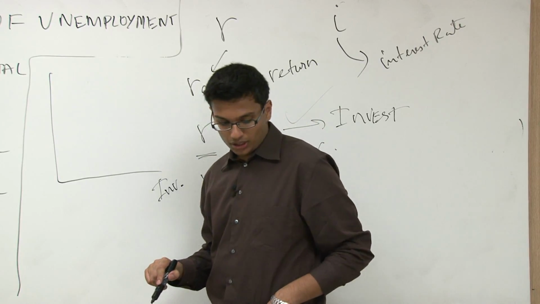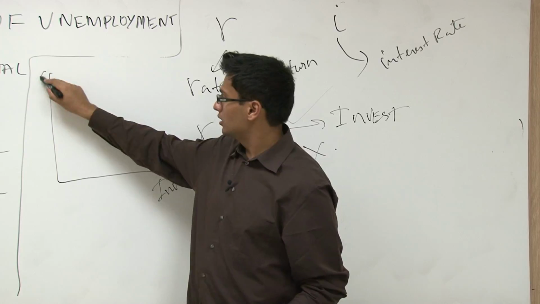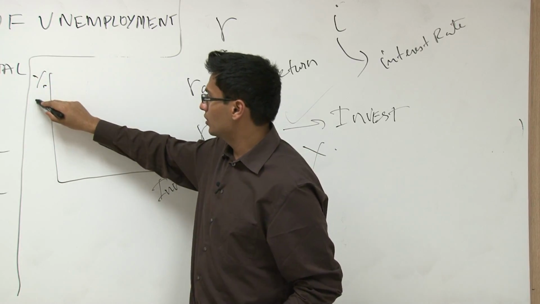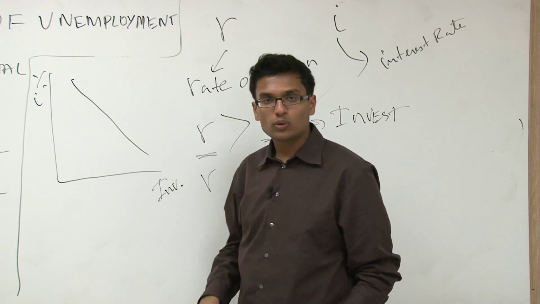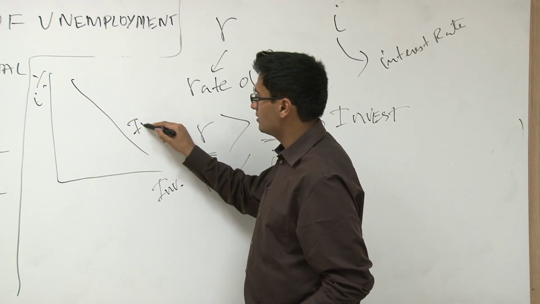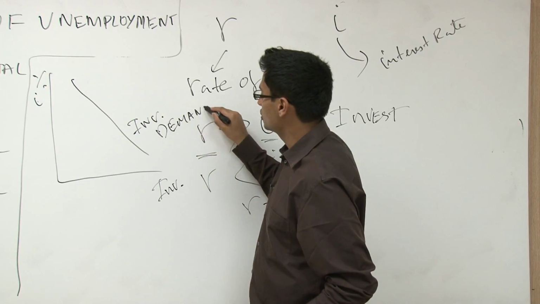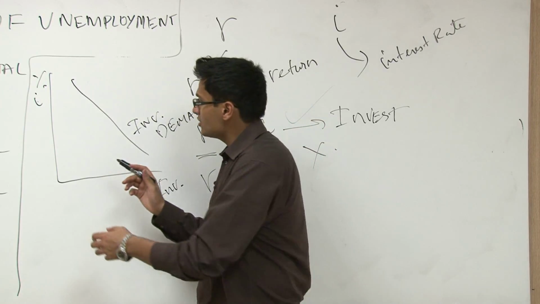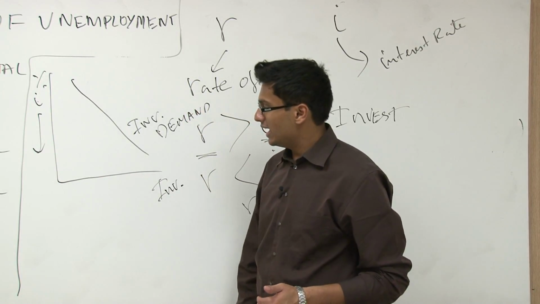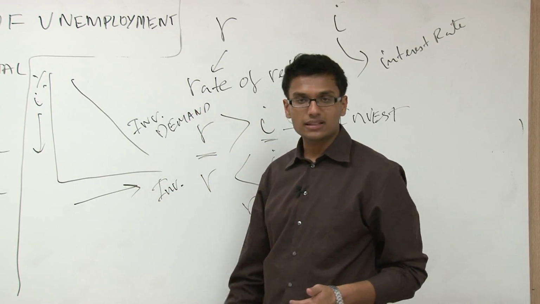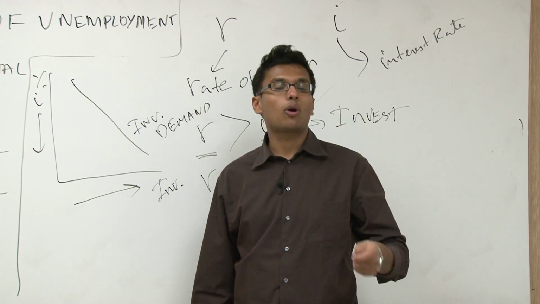On your y-axis, you have interest rates, and it's a downward sloping investment demand. Why does this work this way? Why is investment demand downward sloping? It's because as your interest rate falls, it's easier for firms to invest in different projects because it becomes cheaper to borrow money.